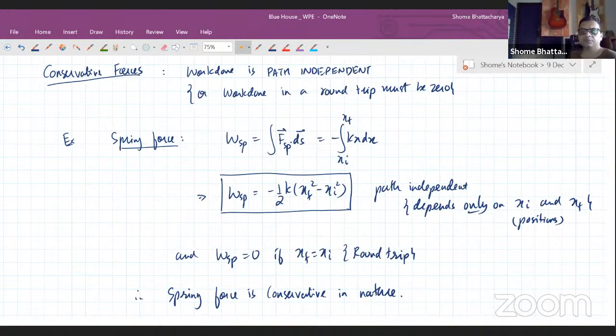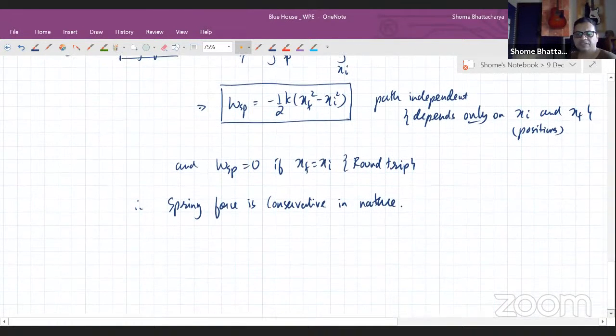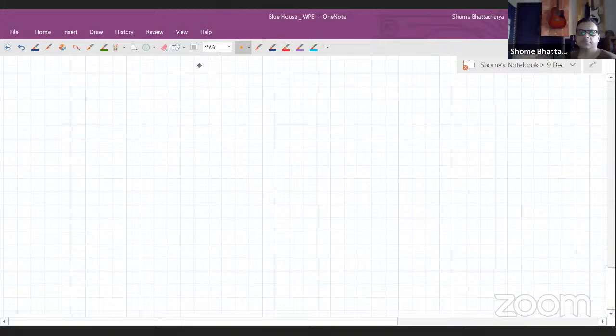Okay, now next up, we will look at one very interesting and important example of a variable force in a two-dimensional plane and how to demonstrate that such a force may or may not be conservative.